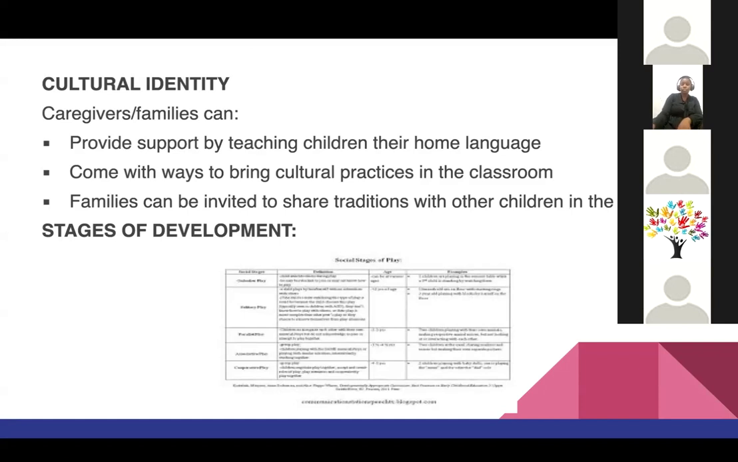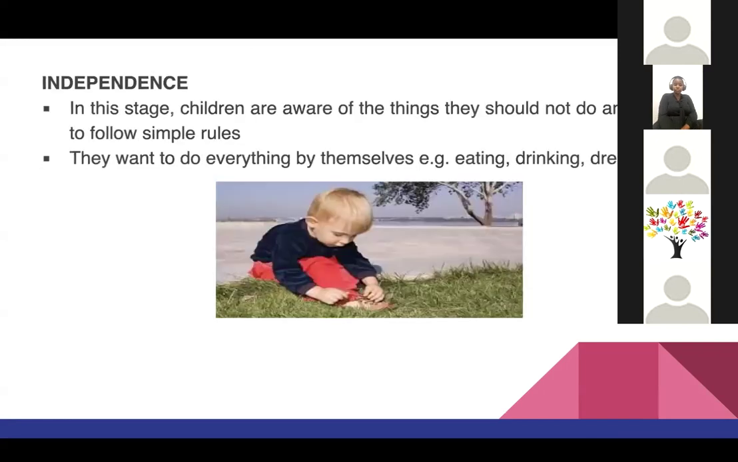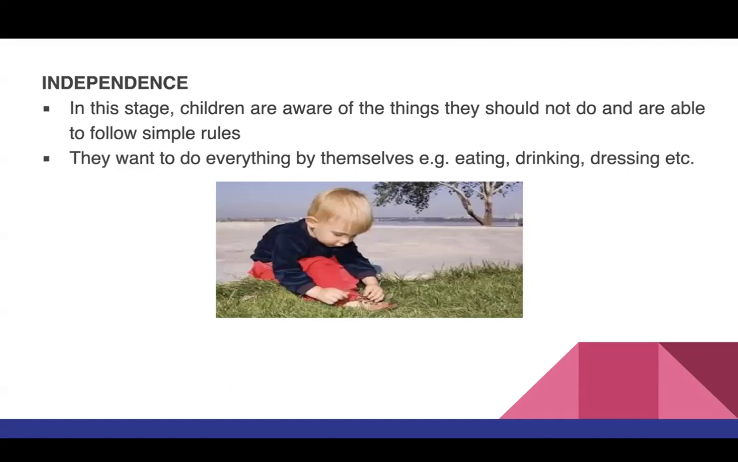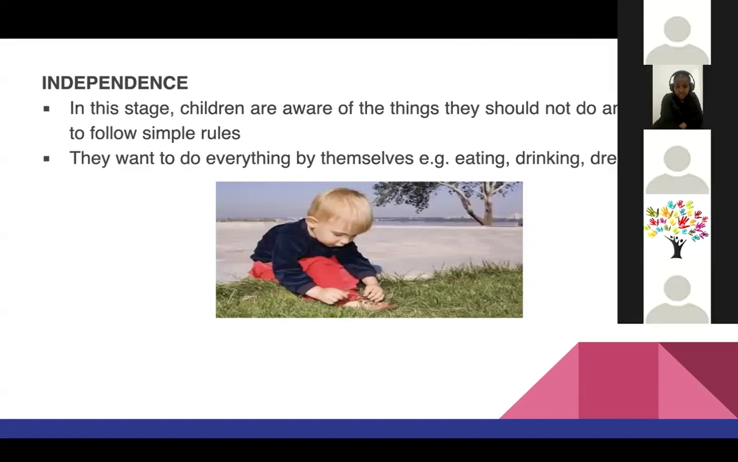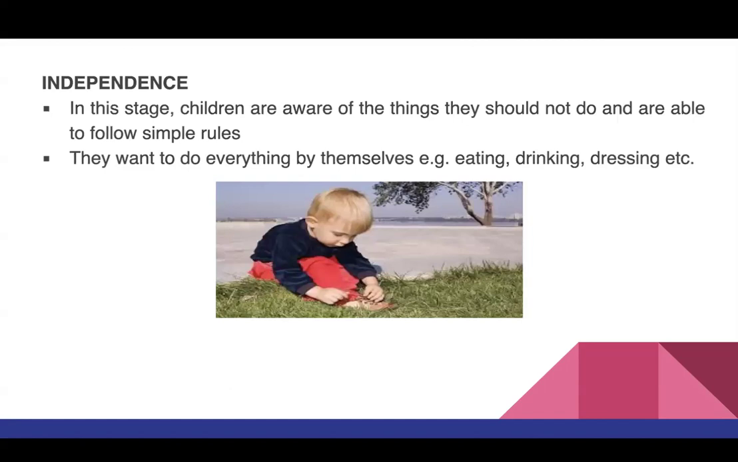Slide. At the independent stage of growing up, the child learns what they should do and not do, and they suddenly want to do everything by themselves. This is usually eating, drinking, dressing. It's usually about 2 to 3 years old where they want to start doing everything by themselves. And we encourage that as a stage of development. Next slide.